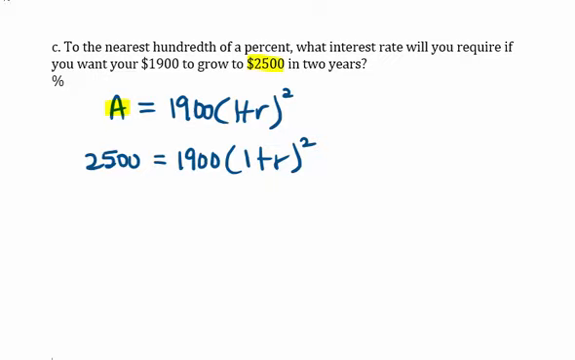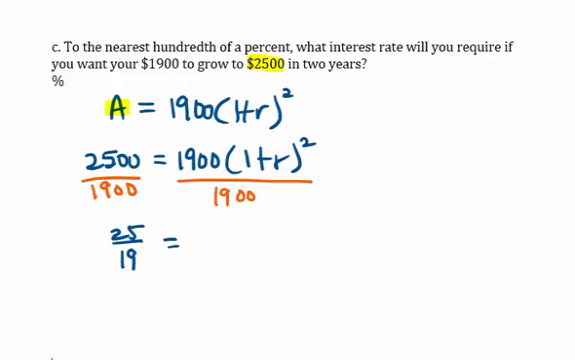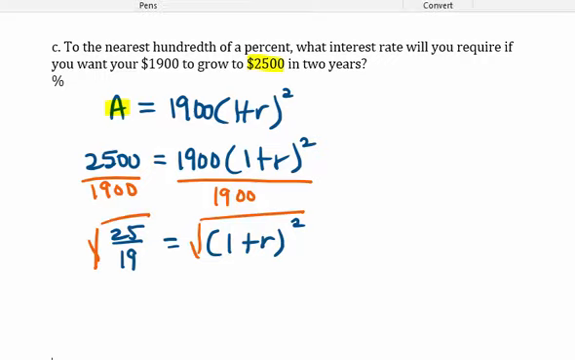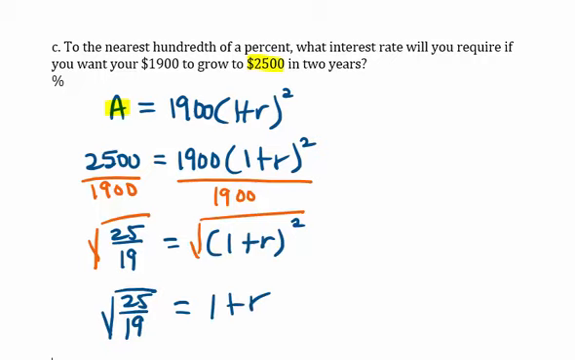We can solve this using the extraction of roots method, and to do that, I first need to isolate this power, so I'm going to divide both sides by 1,900. So I get 25/19 is equal to (1 plus R) squared. Okay, next I'm going to take the square root of both sides, ignoring the negative root because we're talking about an interest rate, which should be positive. And so it's going to be the positive square root of 25/19 is equal to 1 plus R.